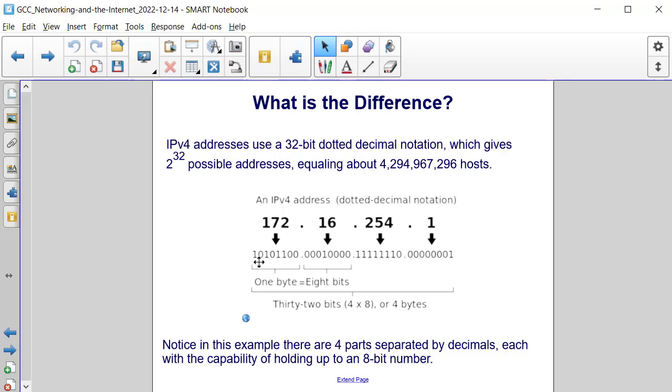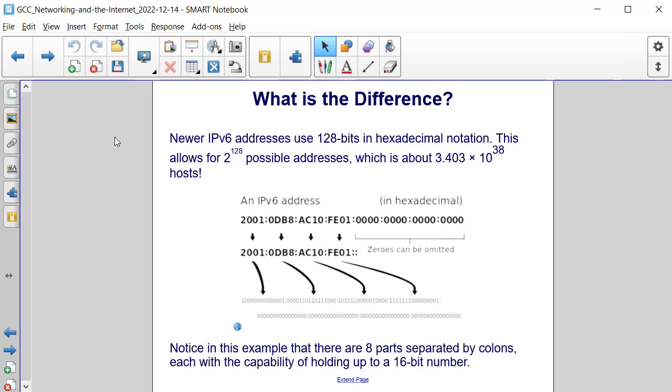So here's the original 1-byte code for this first number, which is equivalent to 172 in decimal, and then there's the dot, and then this 8-bit value, which is equivalent to 16, dot this 8-bit value, which is equivalent to 254, and this last one, which is equivalent to 1. Notice in this example that there are 4 parts, 1, 2, 3, 4, separated by dots, and each has a capacity of holding an 8-bit number.